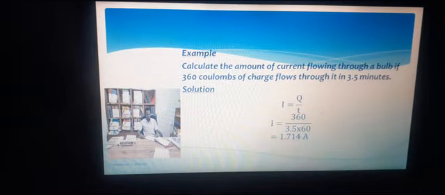Example: calculate the amount of current flowing through a bulb if 360 coulombs of charge flows through it in 3.5 minutes. We say that current is equal to Q over T, where Q is the charge. The charge we have been given is 360 coulombs, divided by our time, 3.5 minutes, changed to seconds because the SI unit of time is seconds. Therefore, our answer becomes 1.714 amperes.